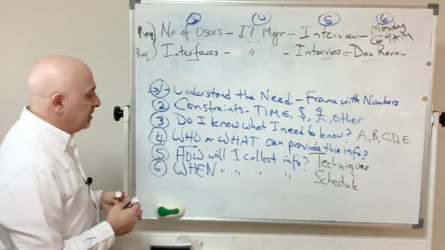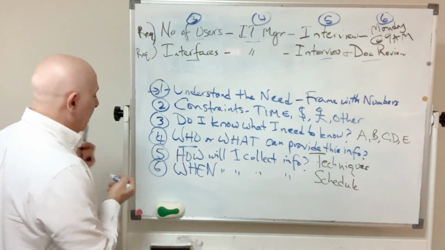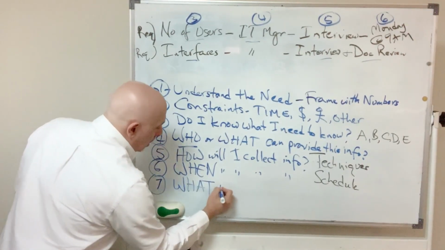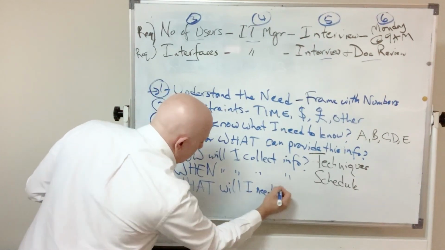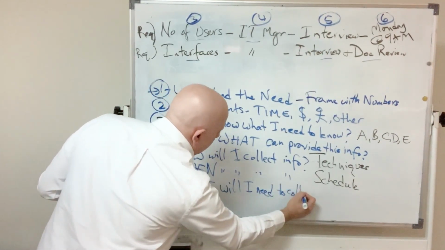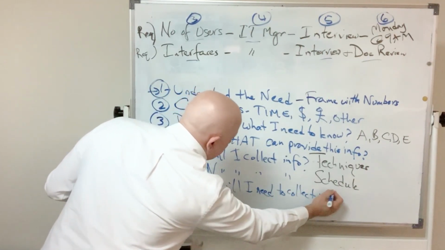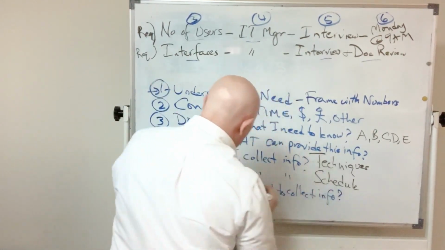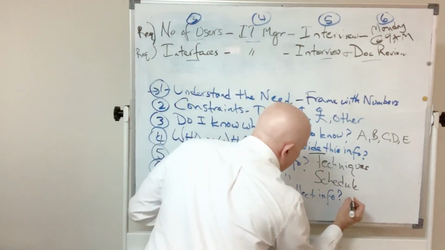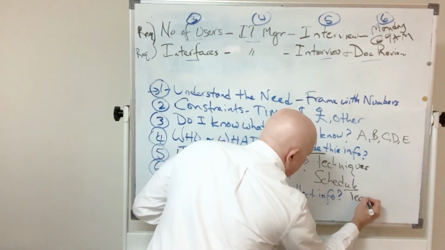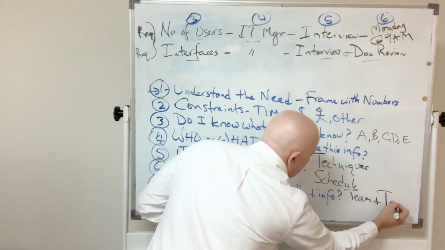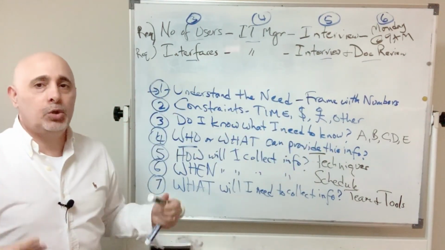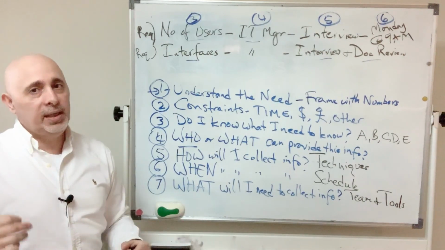So now, let's say you've developed a schedule. The next step that you want to do is ask yourself, what will I need to collect info? And in this step, what I mean is people or tools. So here I'm just going to write people or team and tools. So you have to ask yourself, is this something that I can do by myself? Do I need a team? Do I need someone to help me?